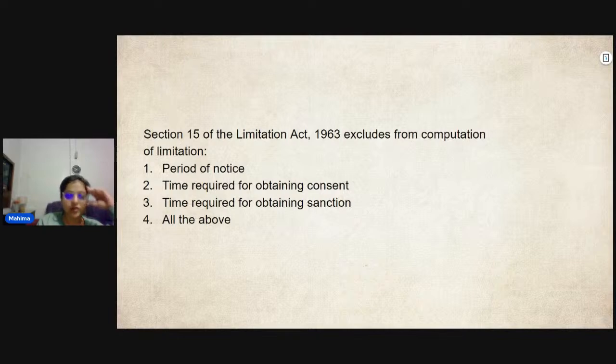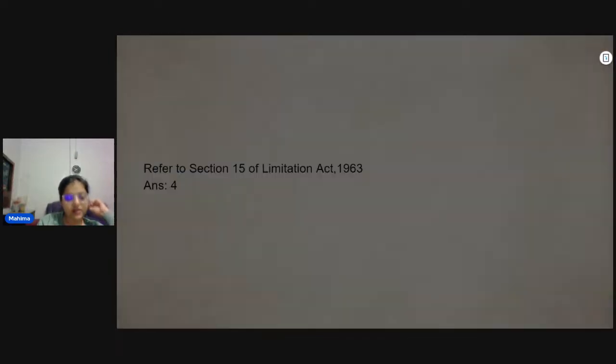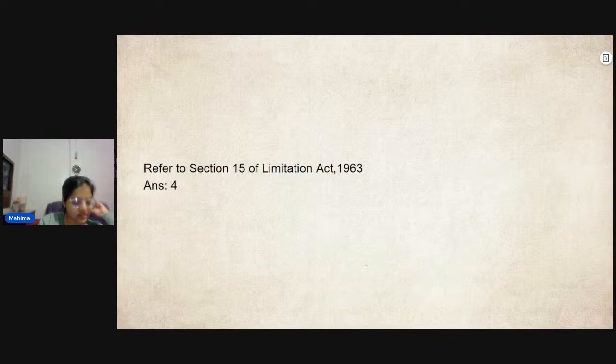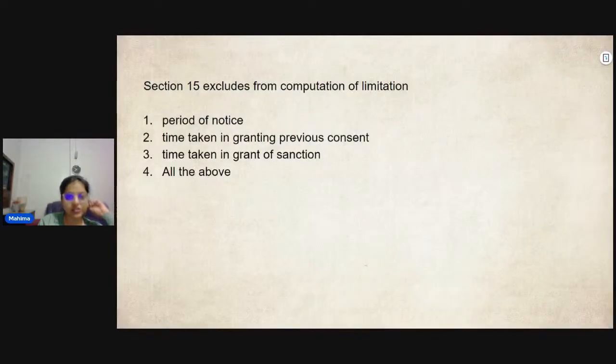Section 15 of the Limitation Act excludes the computation of limitation: period of notice, time required for obtaining consent, time required for obtaining sanction, all of the above. Section 15. Yes, it is option number 4. All the clauses are mentioned, and it was a direct question.